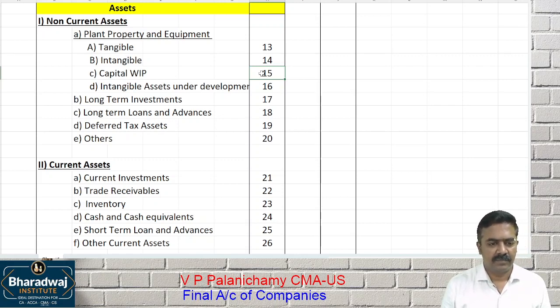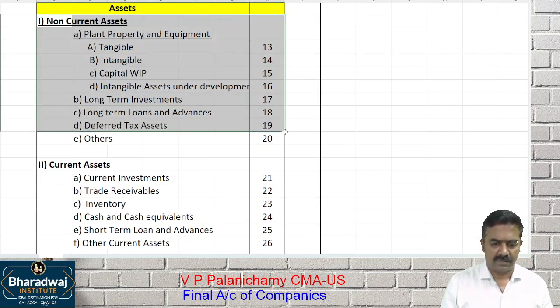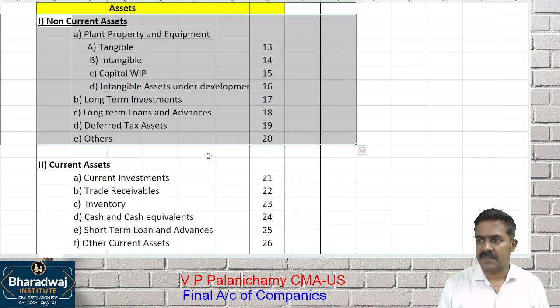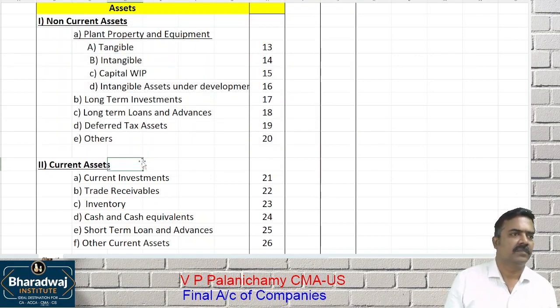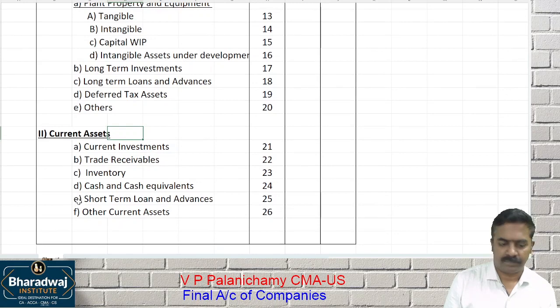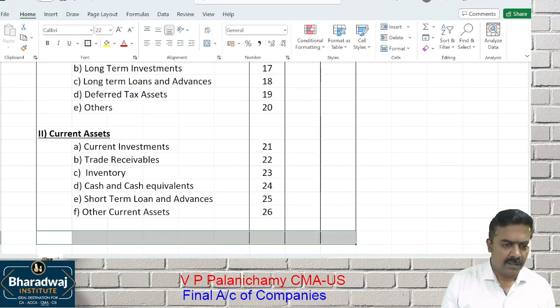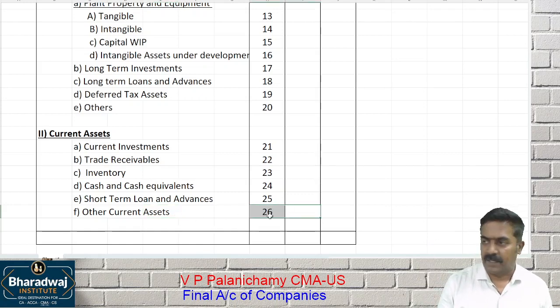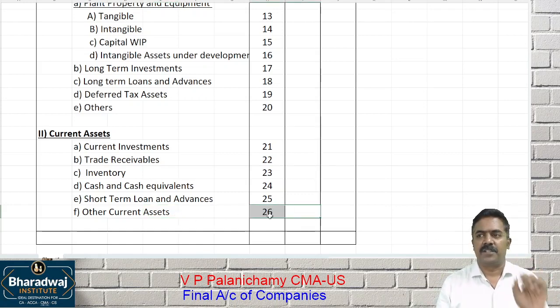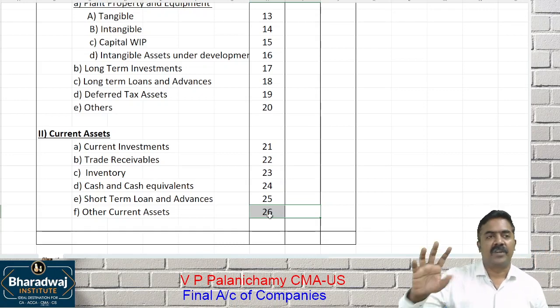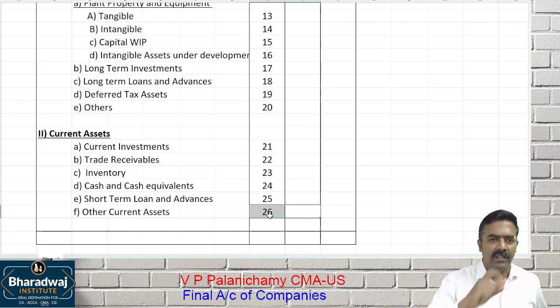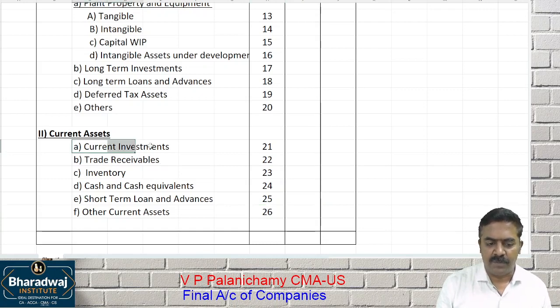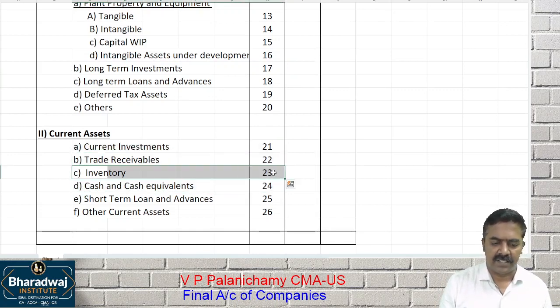Have we taken up non-current assets? Current assets? See what we are going to see. We are going to see about 26 explanations. Every explanation is important for multiple choice questions or for solving a lengthy problem. In a lengthy problem, we will be able to classify between current investment and long-term investment, trade receivables, and inventory.